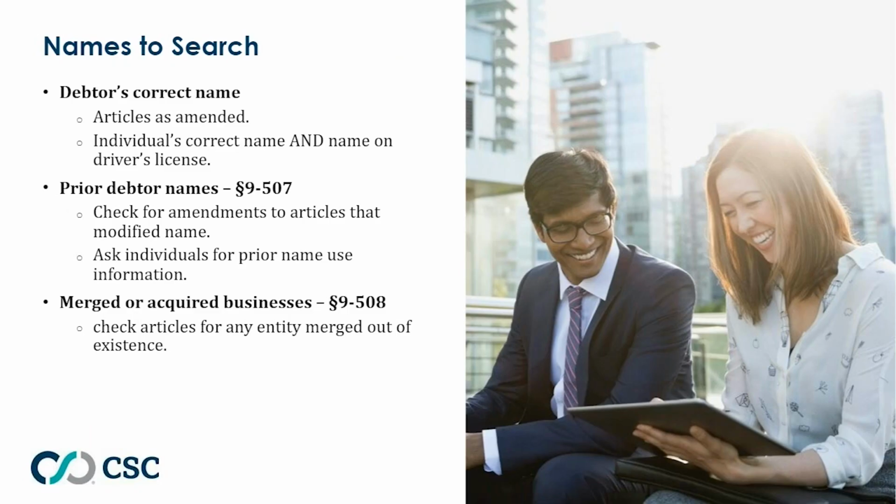Debtor names to search. A debtor's correct name would be found in the articles as amended. That would be for a business entity. For an individual person, you'd use the individual's correct name and the name on the driver's license.